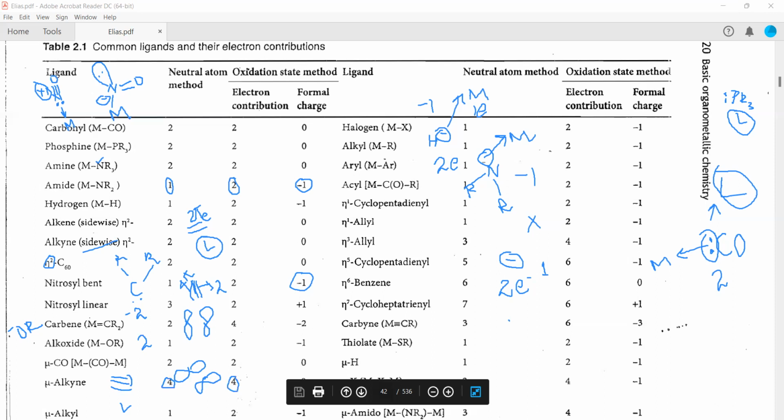And when it is mu alkyl, the alkyl is R negative. Okay, so R negative means X-type ligand. So the electron contribution by the neutral atom method would be 1, and the electron count from the oxidation state method would be 2.